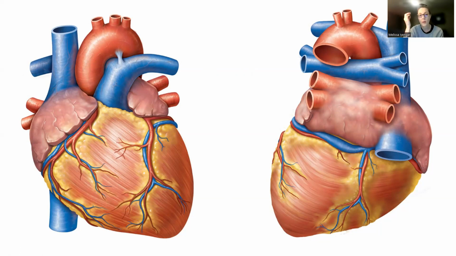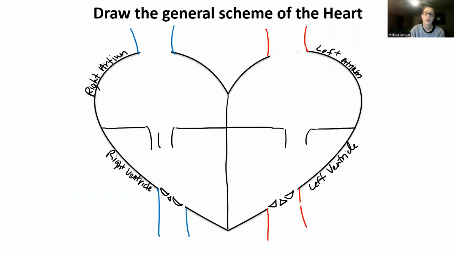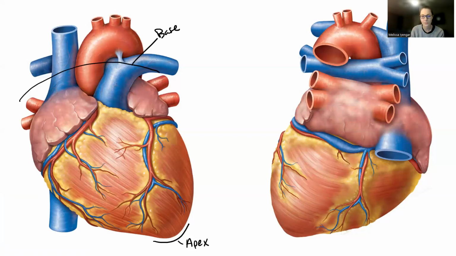So one of the things that will help you is to remember atria are at the top and ventricles are at the bottom. Also, this broad area at the top is the base, and at the bottom, this is the apex. The apex always points towards the left hip and is always associated with the left ventricle. So make sure your apex is part of your left ventricle.